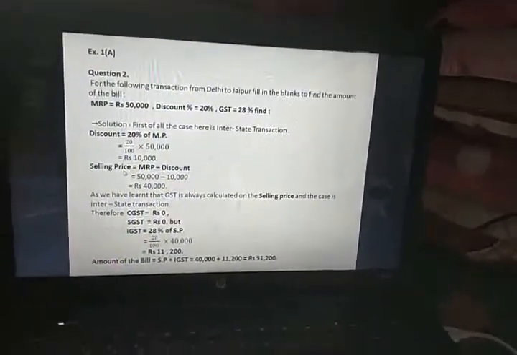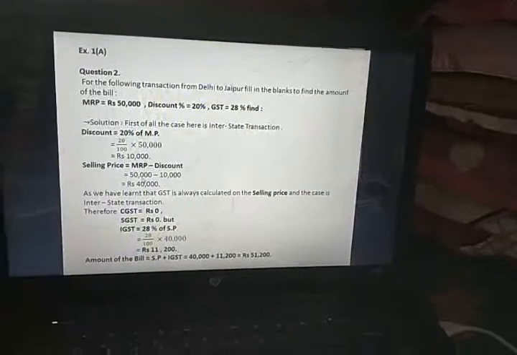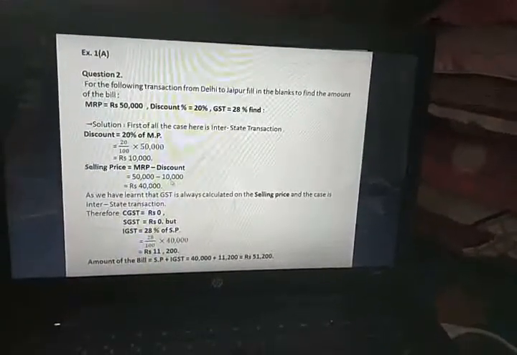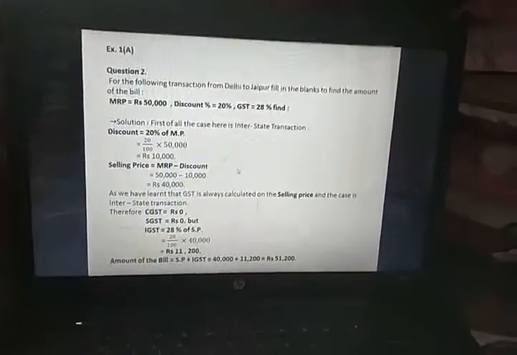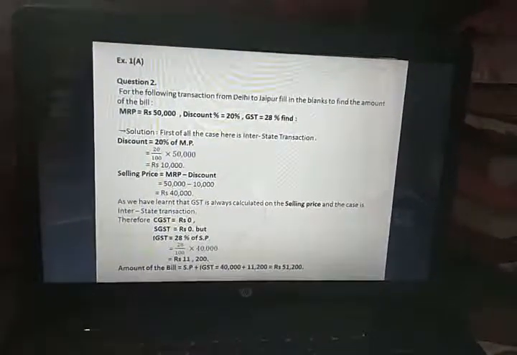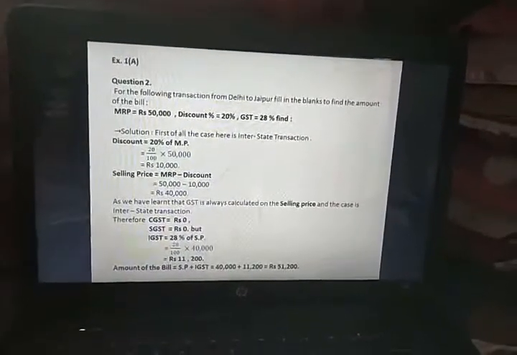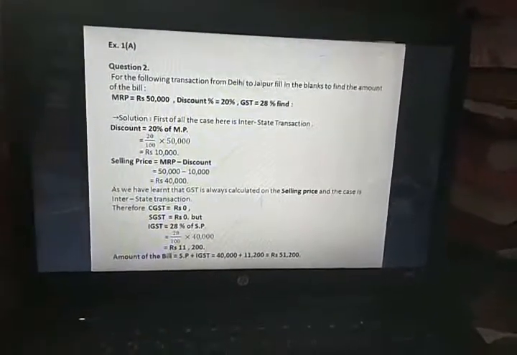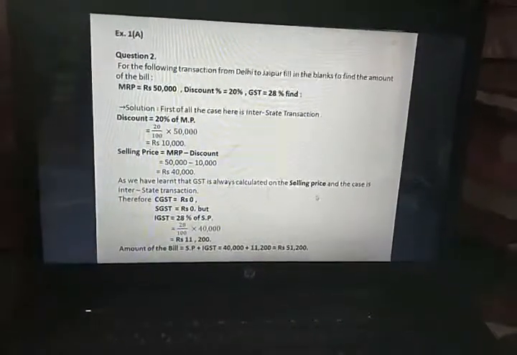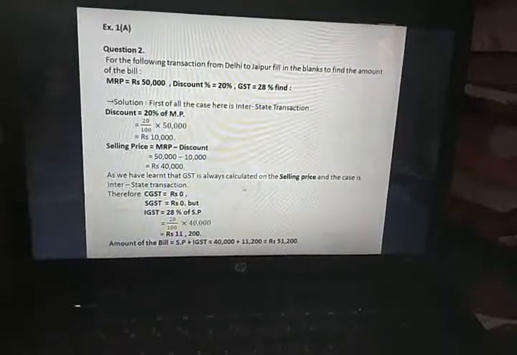Then we move to selling price. We know the formula of the selling price: if the discount is given, then we subtract the discount from the marked price. So the selling price will be marked price minus discount, which is 50,000 minus 10,000, equals 40,000. This is our selling price, and whenever we calculate GST we always calculate on the selling price, which is 40,000 in our case. I have also written here, as we have learned, that GST is always calculated on the selling price, and the case is interstate transaction.